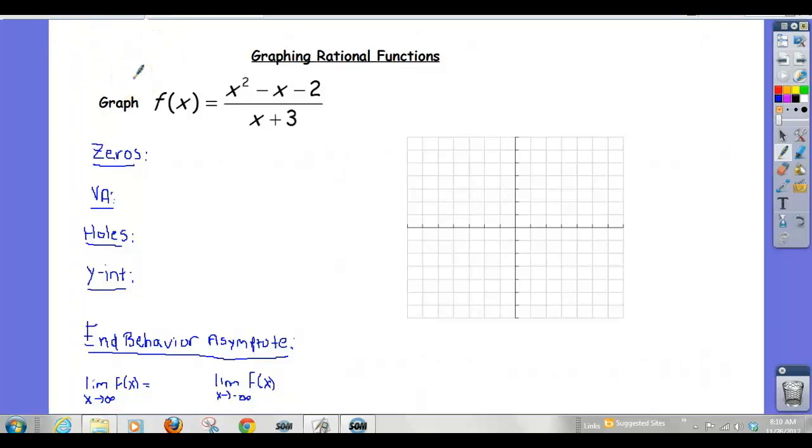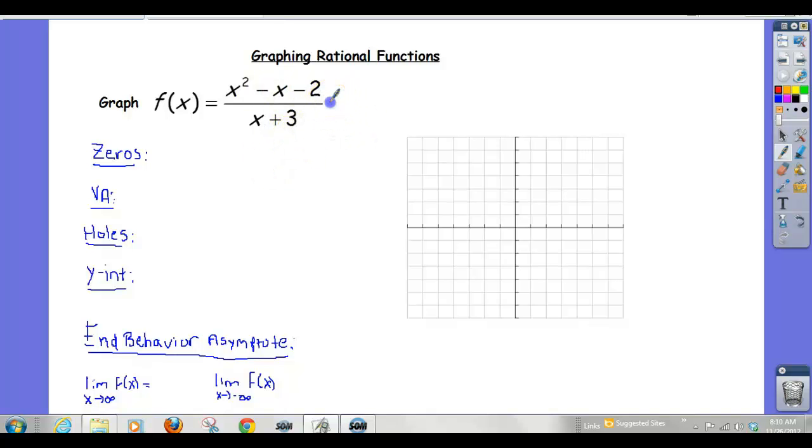Alright, this is another video on graphing rational functions, and this is the type of function that you probably have not seen in Algebra 2, and so I wanted to do this video separately because I wanted to draw your attention to what's different about this type of function. Okay, so let's just go through the basics. We have to graph a rational function.